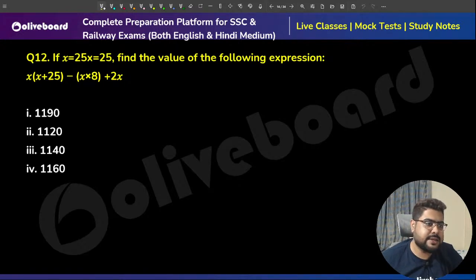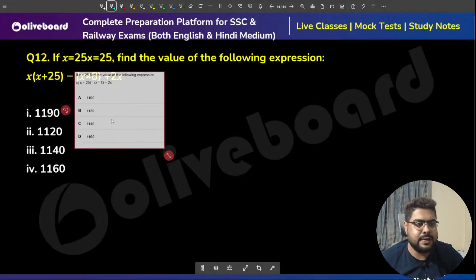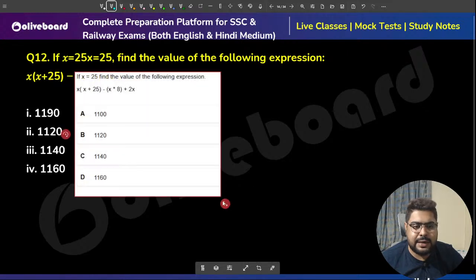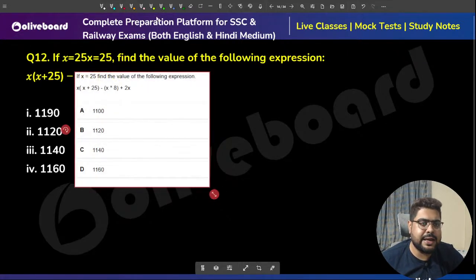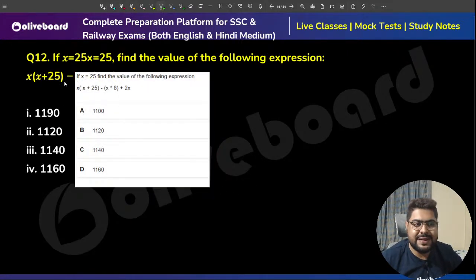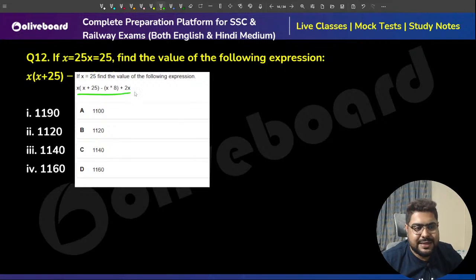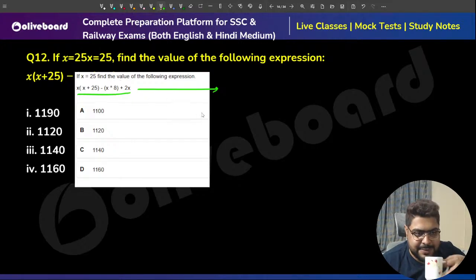Yes, I got it. If x equal to 25, then find the value of. I'm taking a screenshot. This was the question. He hadn't typed it wrong, just in a slightly weird way. So this is how to calculate, sir, with x equal to 25.